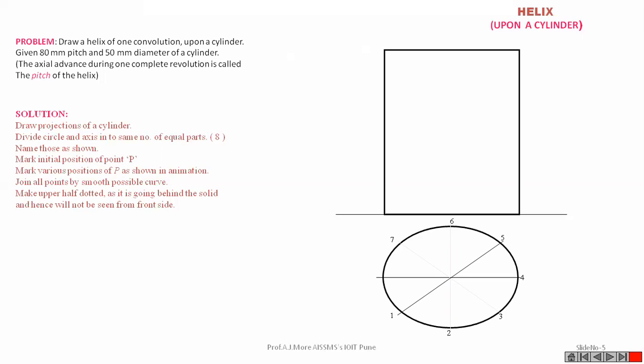Then the axis equal to 80 mm, that is the pitch of one complete revolution, is given. So divide that circle into 8 equal parts. Similarly, divide that axis, or one side of the rectangle, into 8 equal parts. To get an equal number of intersecting points, we should have the 8 circle divisions equal to the 8 parts on the axis or one of the sides of the rectangle.